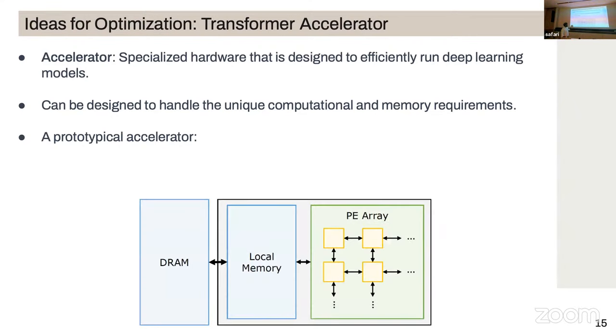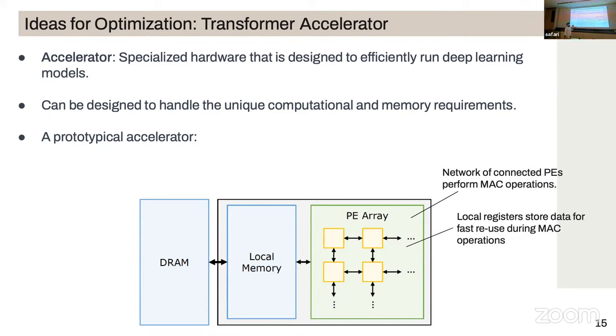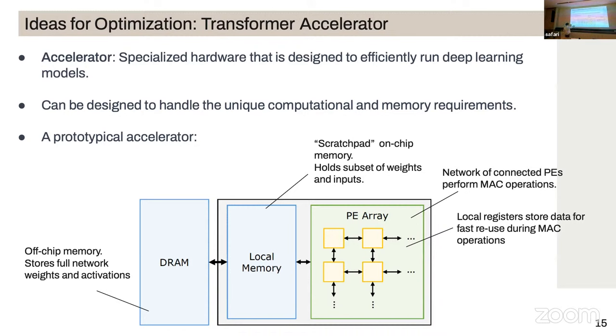A prototypical accelerator will look something like this, very simplified. The gray piece is the actual accelerator chip. And what the accelerator chip has is a network of connected processing elements that perform multiply and accumulate operations, that is, matrix multiplications. And then there are some local registers to store the data for optimal reuse. Then there's a scratchpad on-chip memory that can hold a subset of weights and inputs that feeds the processing array. So you have this loop where you can quickly get the activations and weights that you need, but you can't hold all of the network on the local scratchpad memory. So you also need an off-chip DRAM, which holds the full network architecture weights and activations.